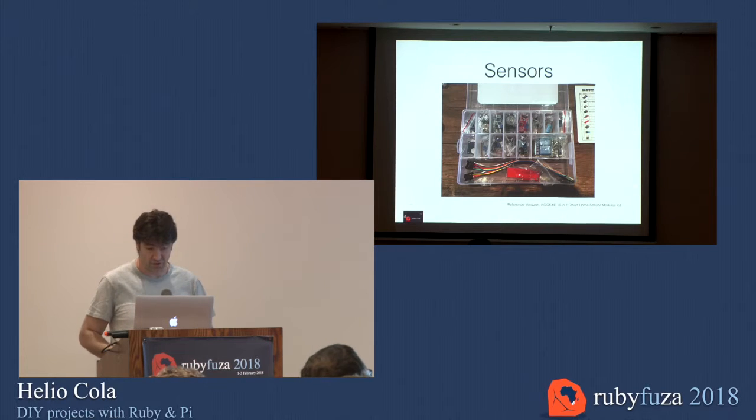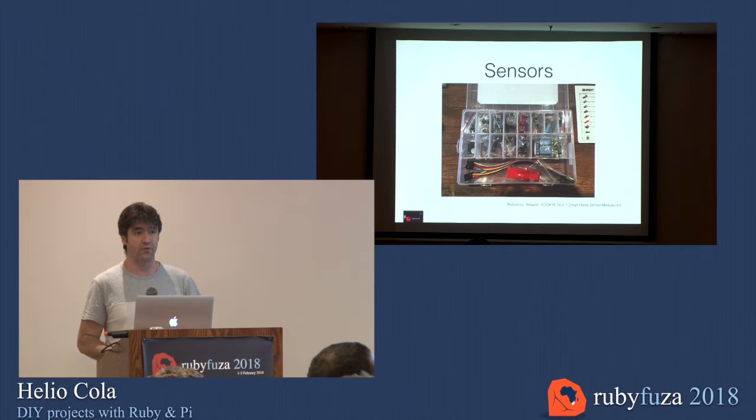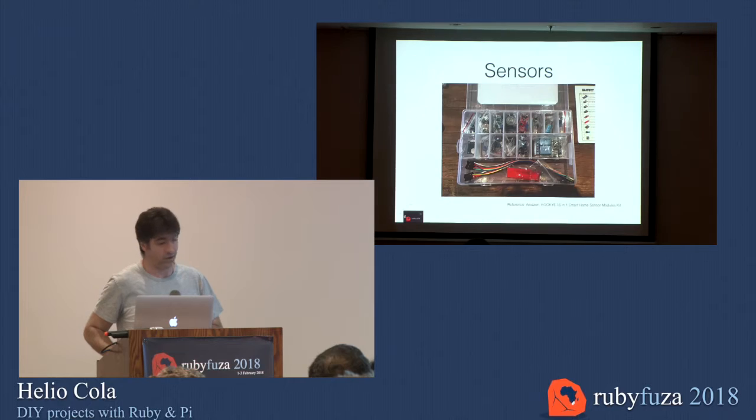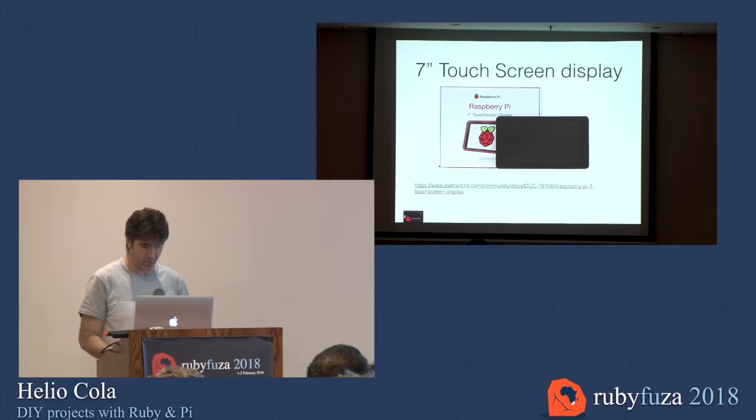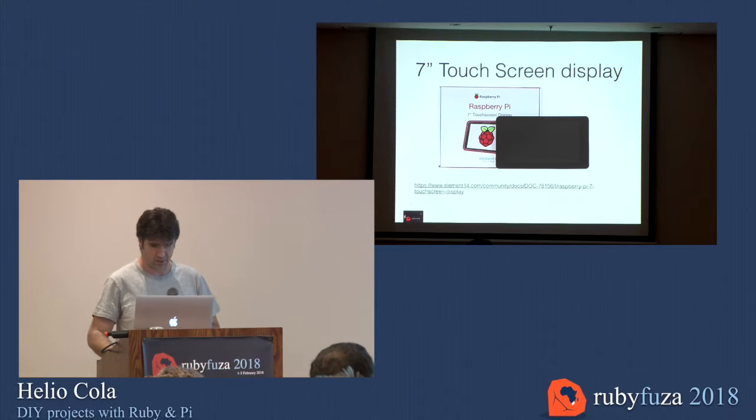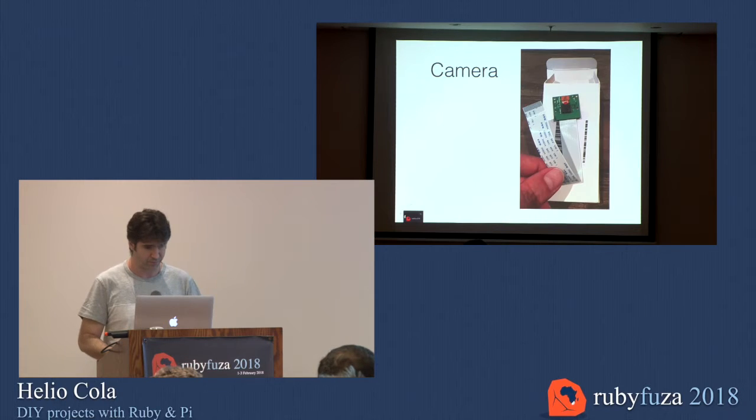This is a box of sensors. That's the one that I bought, the first one that I bought along with the Raspberry Pi 3. And I'm going to show a little bit more of those during this presentation. This is the 7-inch touchscreen display that I mentioned. It's a little bit more expensive. I think it's like $70-something. I don't remember exactly, but I have it here with me if you guys want to check it out.